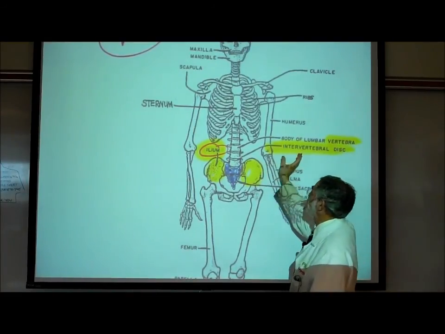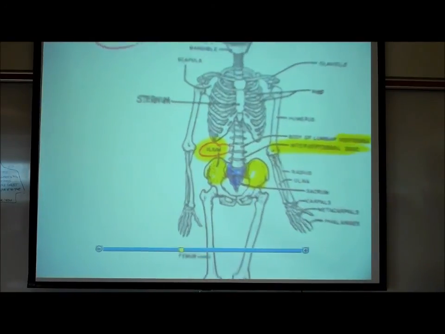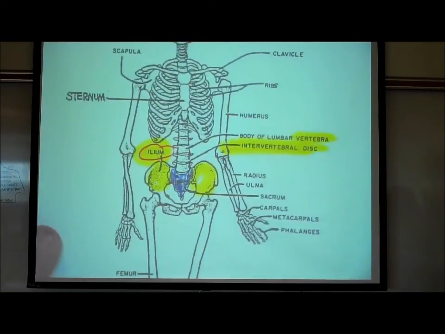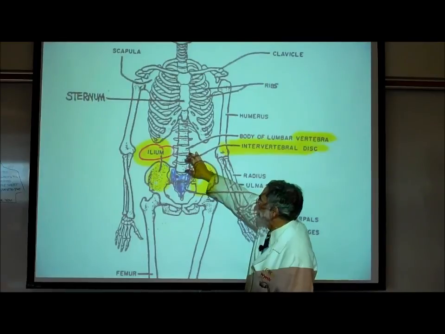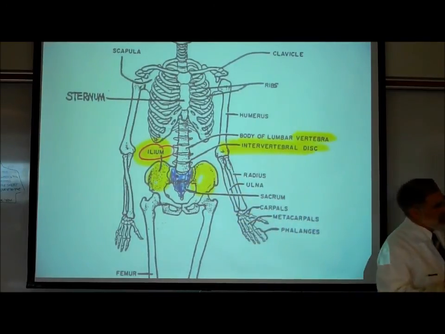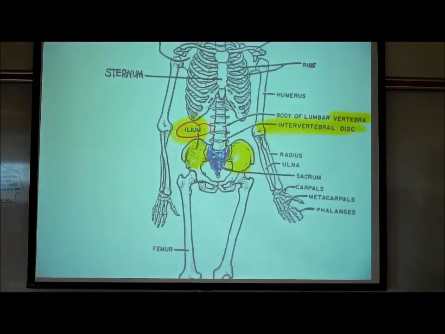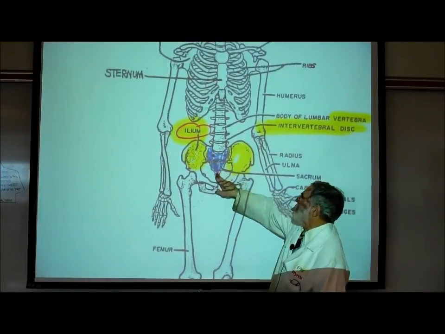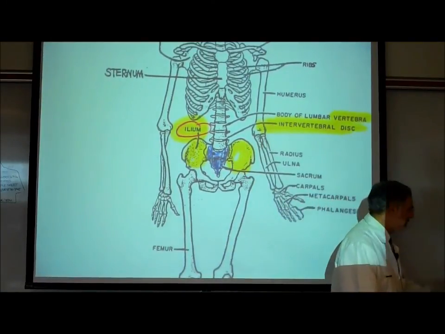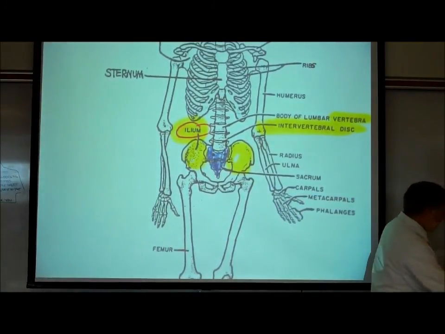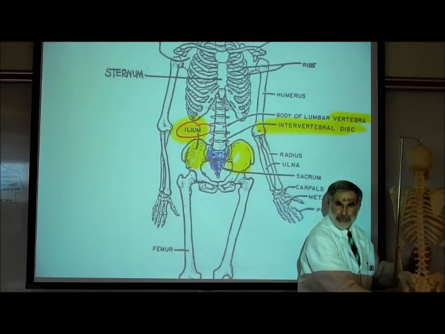What does the root inter mean? Anybody know? Inter? No? Inter means between. So intervertebral means between the vertebrae. Intervertebral. Between the vertebrae, there are these discs. The very bottom vertebra right here, that I've kind of just colored in blue, it's not really blue, is the sacrum. That's this really large vertebra right down here, the sacrum.